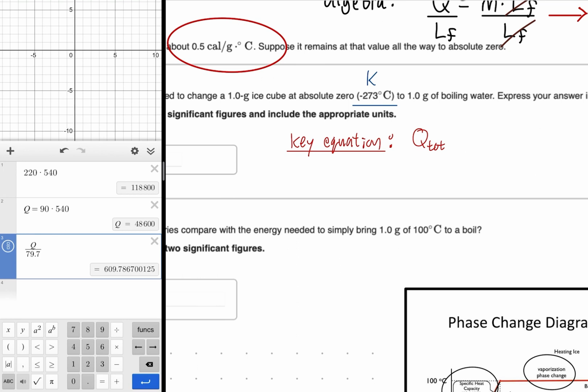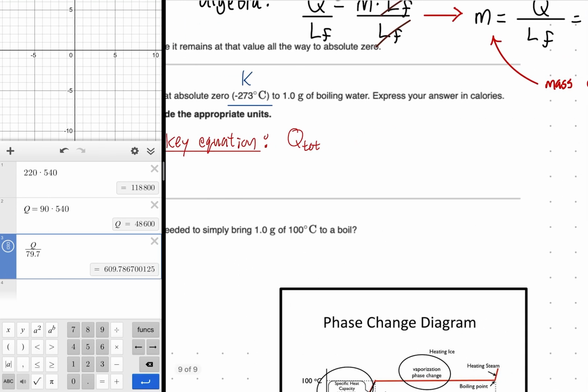steps here, right? We have to warm the ice, right, from negative 273 up to 0. Then we have to melt the ice. Then we have to warm what's now water, right, which started as ice, and then we have to boil it, right? So there's 3 steps, or 4, I guess, right? So there's Q, warm the ice. Yeah, I think it's 4, but I'll write them out.